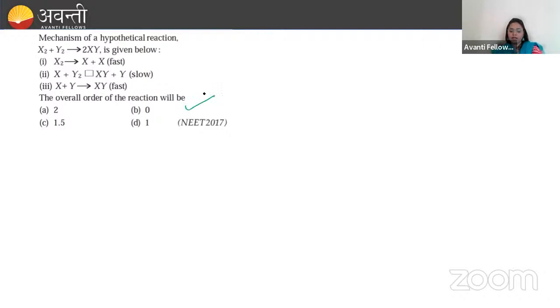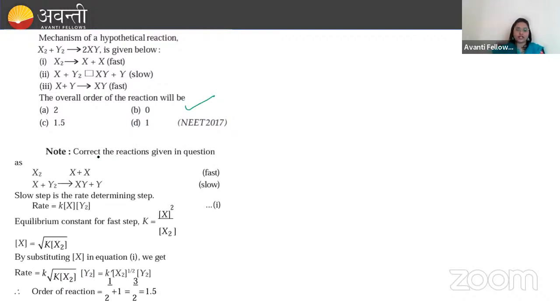You must remember that whenever a reaction is given to us like this way, let's solve this problem. The reaction given in the question is like this. X2 gives X plus X, and X plus Y2 is the fast step. This is the slow step. Whenever we talk about the rate of reaction, the slow step present in a given reaction will be our rate determining step. We will find the rate from it. So which is the slow step here? This is the slow step, the second one.